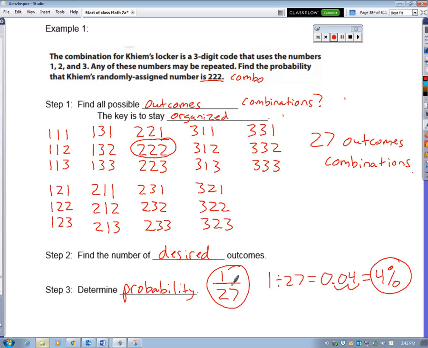Alright, so that's how you go about making lists when you get more complicated probability situations to figure it out. Alright, the key thing is just to stay organized. It takes some time and some thought to get these all listed out, and that's how you go about it.